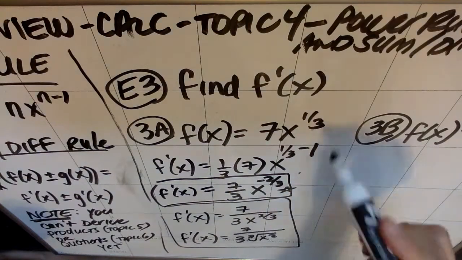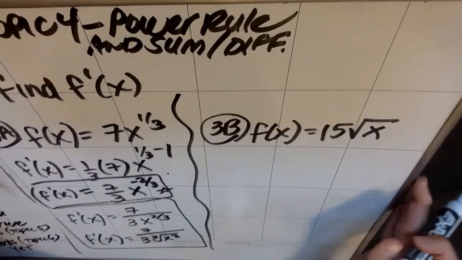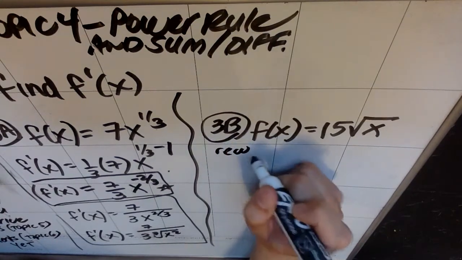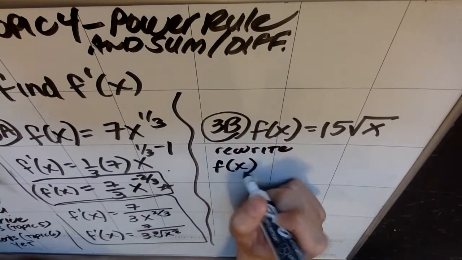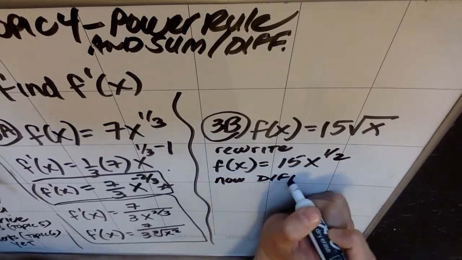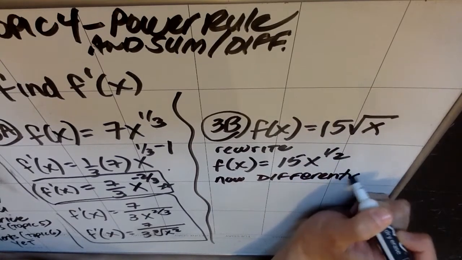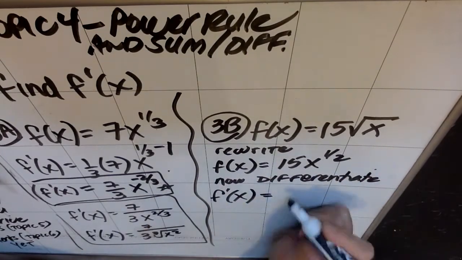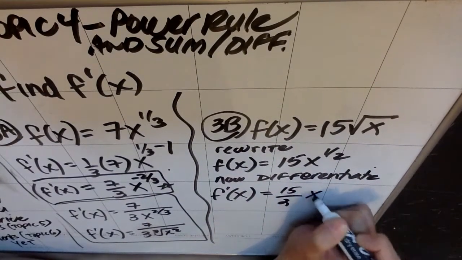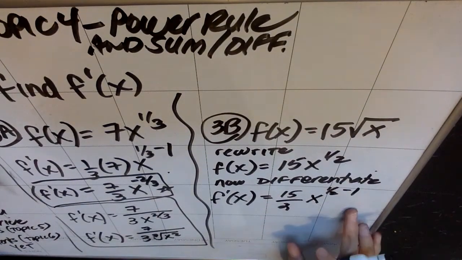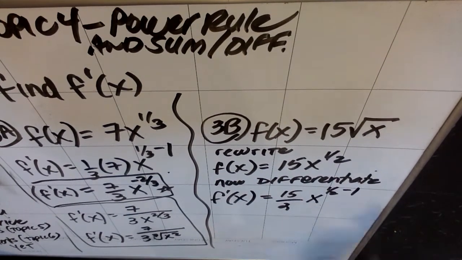So knowing that, let's go ahead and walk through the second one. Again, the secret here lies in that simplifying that we did at the end of this. You need to know that the square root of x is actually x to the 1/2. So the first thing I'm going to do is rewrite this as f of x equals 15 times x to the 1/2. Now I can do my differentiating, right? So now differentiate. Okay, so my f prime of x is going to be, I drop the 1/2 down in front, so 1/2 times 15 will be 15/2 x to the 1/2 minus 1. Excuse me. 1/2 minus 1 is 1/2 minus 2/2, so that's a negative 1/2.